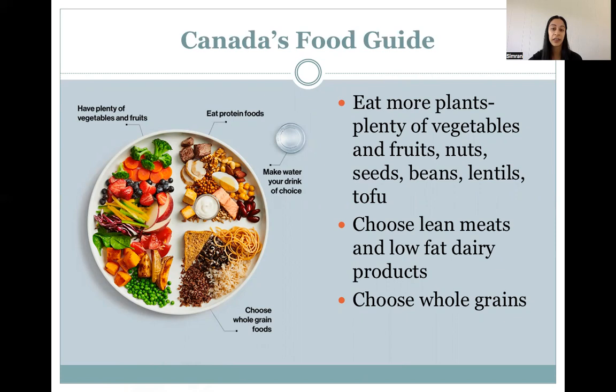I have a visual here of Canada's food guide, which emphasizes aiming for half your plate fruits and vegetables, a quarter of your plate to be protein foods, and within that category, trying to choose more plant-based options. Things like nuts and seeds, beans, lentils, tofu are excellent options of those proteins. If you choose to eat meat, try to choose lean cuts, including your fish, skinless chicken, and low-fat dairy products. And then that final component of the plate, including the whole grain carbohydrates.